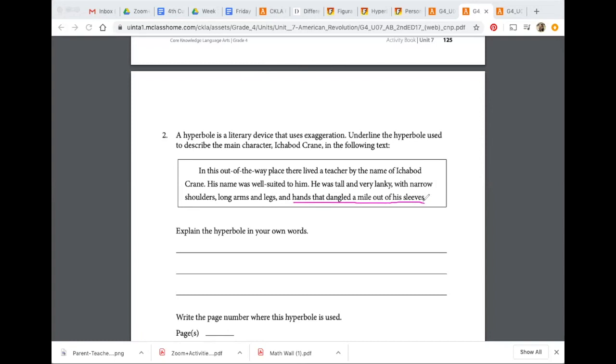Okay, guys, for realsies, no, he did not have hands that dangled a mile. That would be humanly impossible. So really, this is hyperbole. It's exaggerating. What it really means, it says explain the hyperbole in your own words. What it really means is that Ichabod, our main character here, has very long hands. Okay, you can even add our little period there if you want. Ichabod has very long hands.